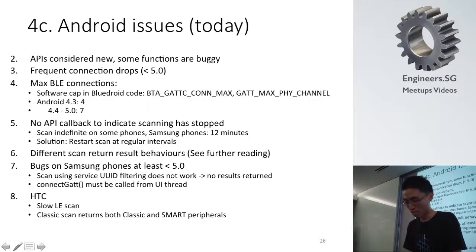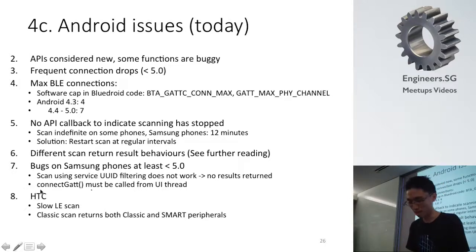Then different scan results, which will be the further reading part. Bugs on Samsung phones: this particular function, I did not use, but take note that if you try to do service UUID filtering, it will not work. This is still an ongoing bug as of 4.4, but I'm not sure about 5.0. I don't have a 5.0 Samsung phone to check this.